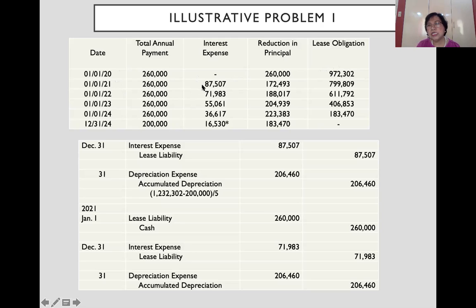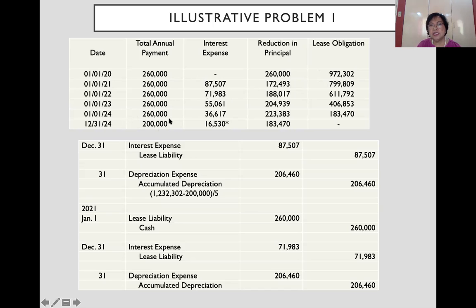Interest accrues already at 9% of the previous lease obligation. So that is 9% of 972,302. So that's 87,507. So from the 260,000 periodic payment, deduct the amount applied to interest of 87,507. Therefore, the amount applied to reduction in principal is 172,493, which will reduce the previous principal of 972,302. So this amount minus 172,493, the new balance of the principal is 799,809. And the process continues until the end of the lease term.